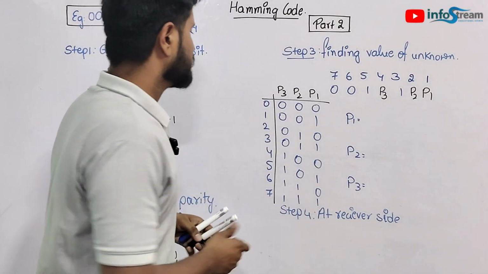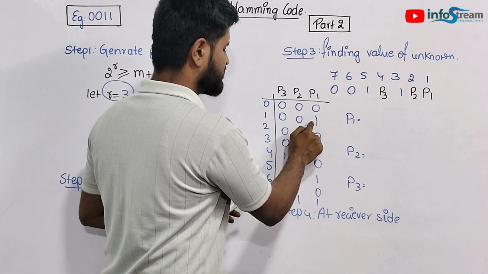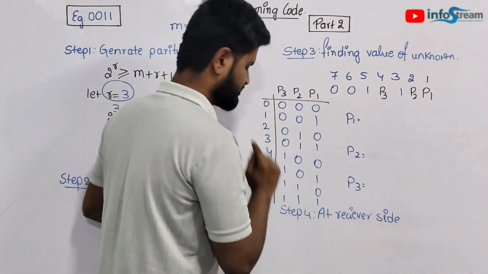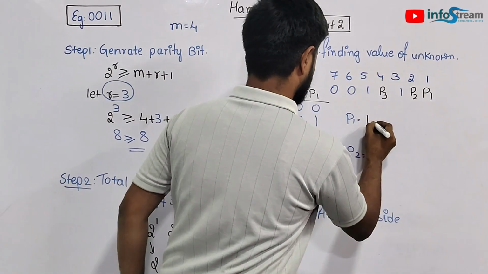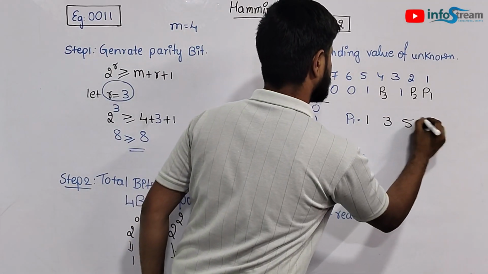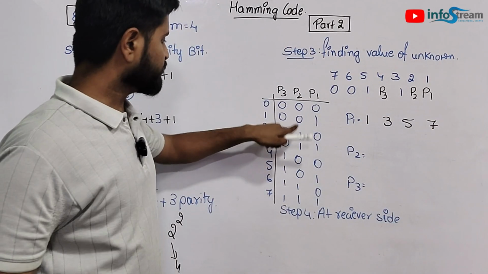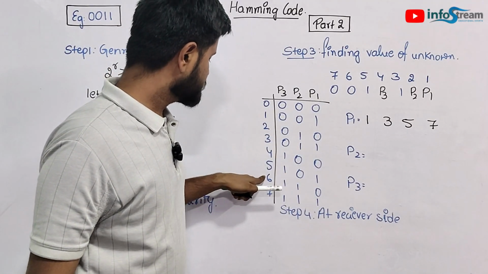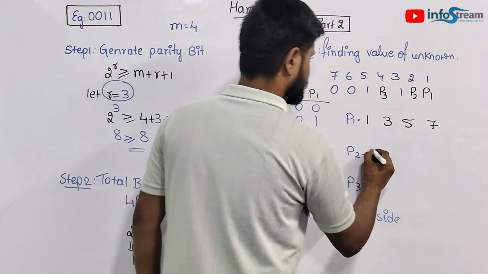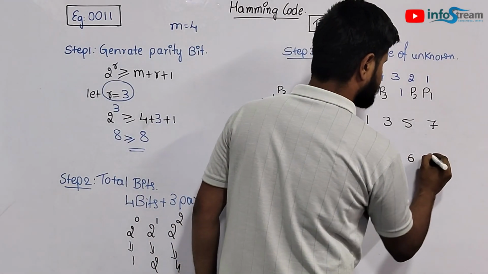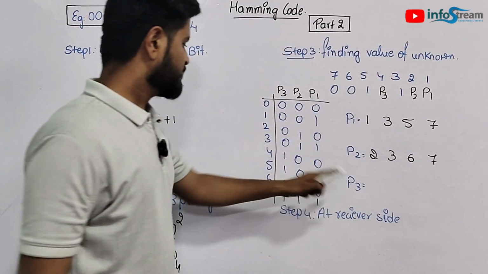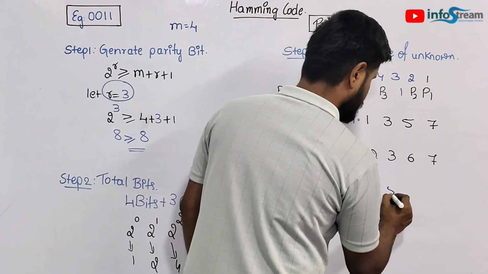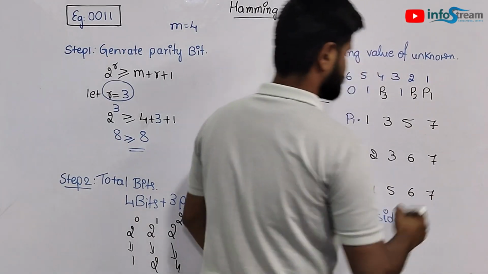having 1. Now if you see P1, where all is 1 there? At the first position, third, fifth and 7th. So write 1, 3, 5, 7. Next P2. P2 is having 1 at second, third, sixth, 7th. Next P3: 4, 5, 6, 7.